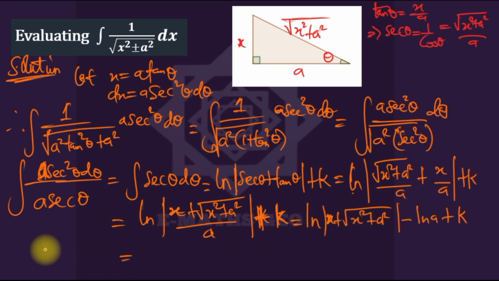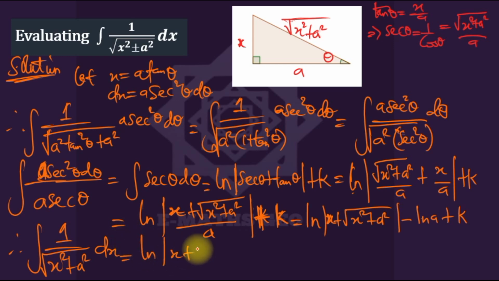Remember, a is a constant, therefore the integral of 1 over the square root of x squared plus a squared dx is now equal to ln of x plus that, plus k. Do you know why? Because this is also a constant, and constant plus constant will always be a constant, whether plus or minus. So that's the integral of this. So we've gotten the formula for the addition. Let's do the subtraction.